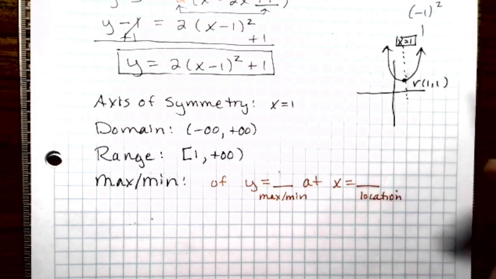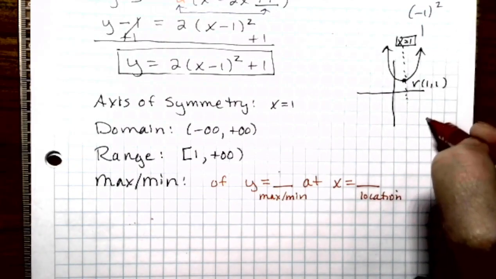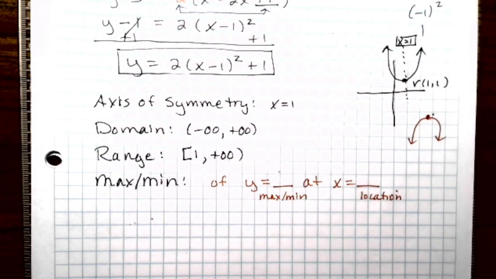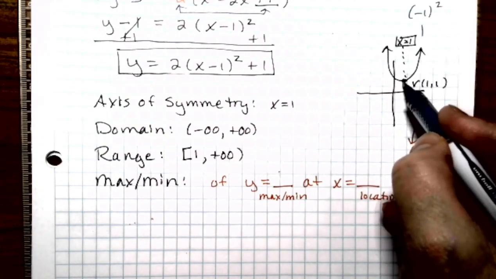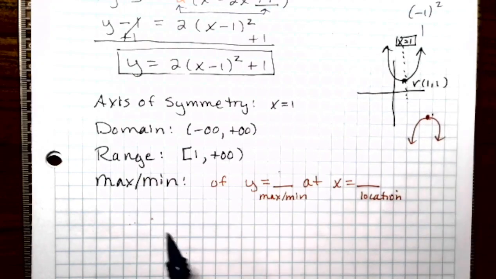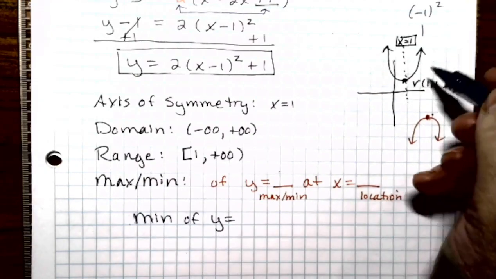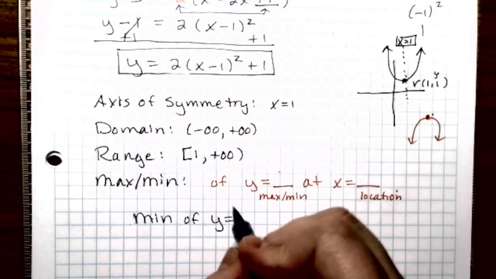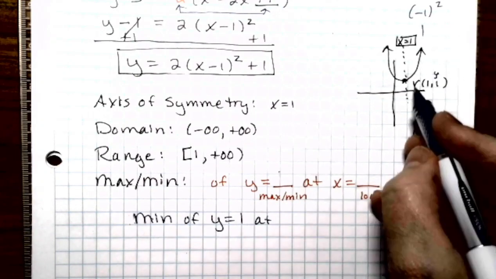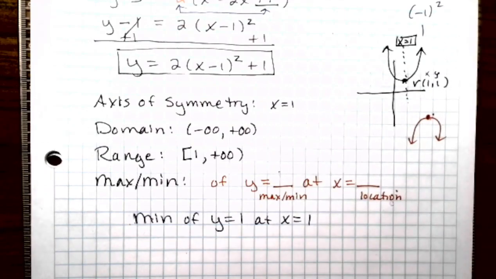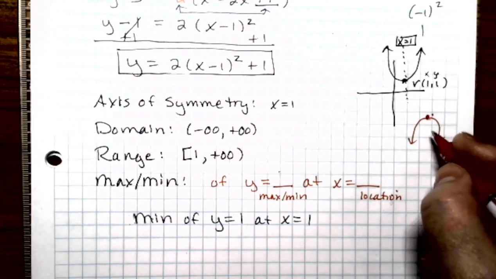Now in a parabola, it's either going to be opening up or it's going to be opening down. It's either going to have a maximum or a minimum. So on the graph that we have, this is definitely a minimum value. It has a lowest value. So we would say it has a minimum of y equals, and I'd give the y value, which is 1, at the location x equals 1. And that's its minimum.